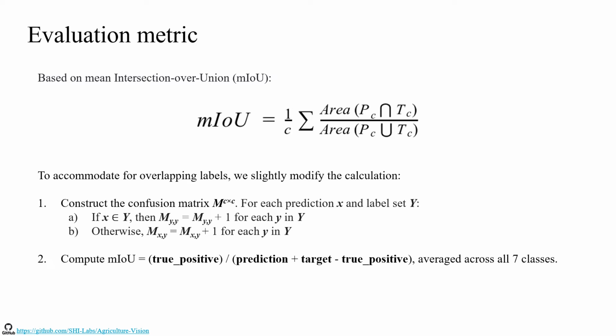And to do this, we modify the computation of the confusion matrix by 2 rules. First, if the prediction matches any of the target labels in that pixel, then we count all the target labels as true positives and add them to the matrix. But if the prediction doesn't match any of the labels, then we count all of them as false positives and again add them to the matrix. And finally, we calculate the MIOU as usual across all 7 classes.